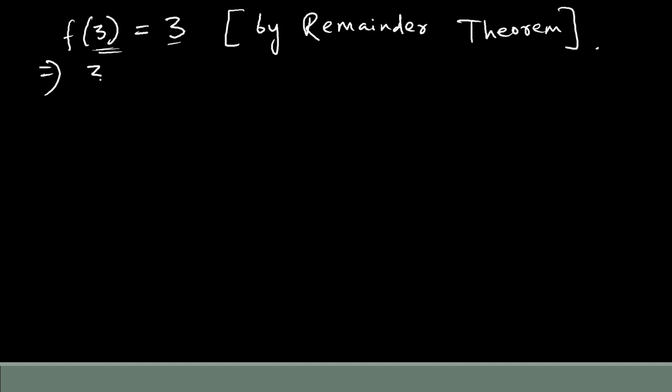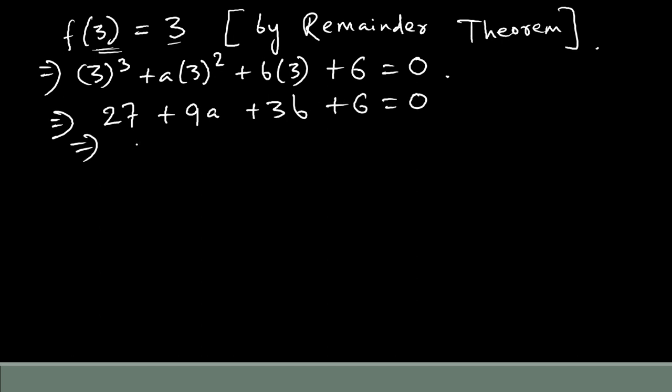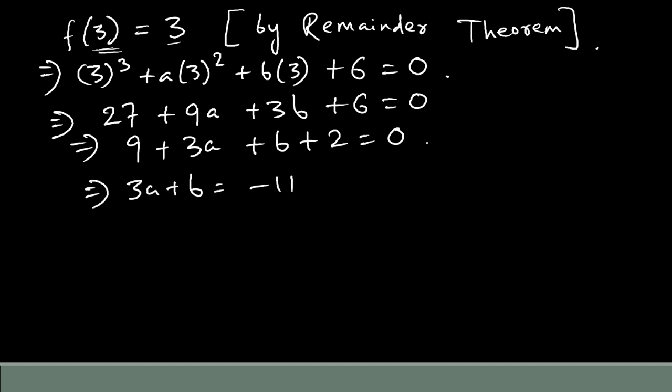So now when you do it, it comes as 3³ + a times 3² + b times 3 + 6 = 0. After that, you just have to do the calculation. It is 27 + 9a + 3b + 6 = 0. That is, it's all divided by 3. So 9 + 3a + b + 2 = 0. This means 3a + b = -11.